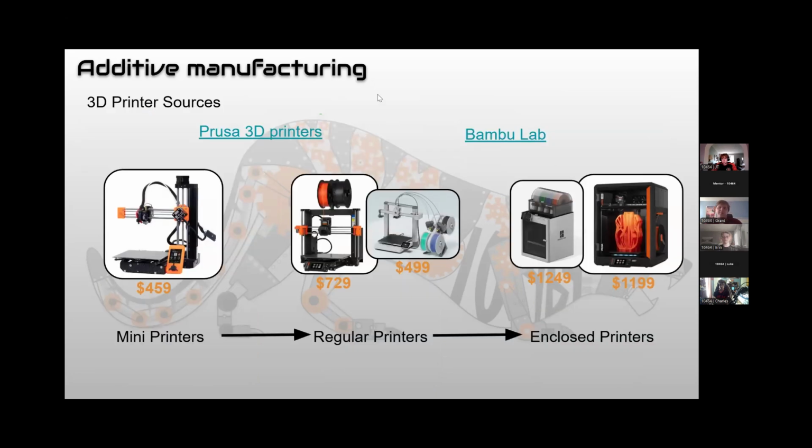So next we're going to talk about 3D printer sources. If you wanted to start something in your school, what would be a good way to do this? There's two main brands that I like to use, and that's Prusa and Bambu Labs. These two are the ones I use just because the software is the easiest and they have really good printers overall.